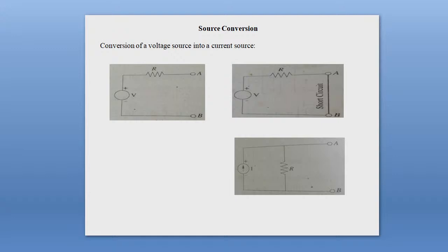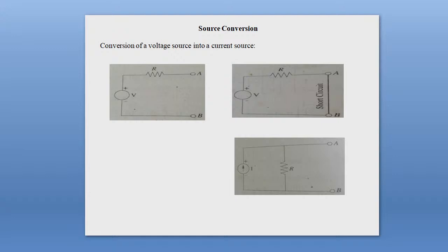And everyone knows that resistance is always placed in series with a voltage source, and resistance is always placed in parallel with a current source, because we know that an ideal voltage source has internal resistance equal to 0, and for an ideal current source the internal resistance is equal to infinite.